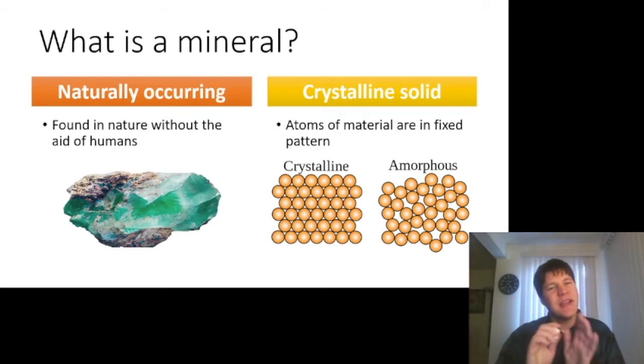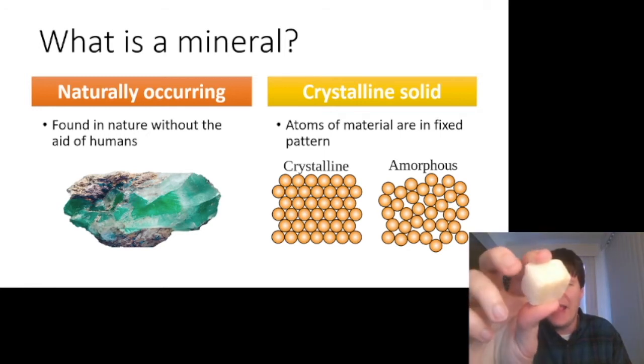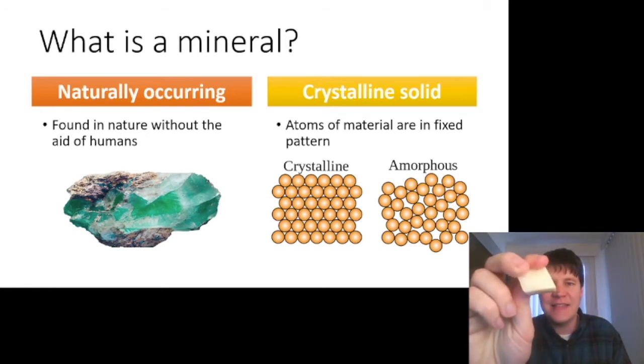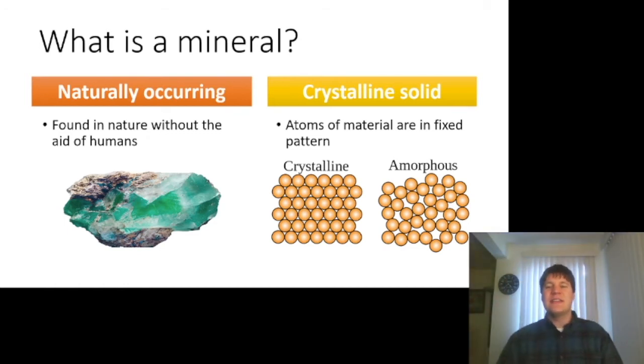Now the exact arrangement can shift from mineral to mineral, which is why this particular one has angles that are less than 90 degrees. Not all minerals have that same characteristic, but that's one indication that it is in fact a mineral, because it has those really nice smooth surfaces because of that crystalline solid material.